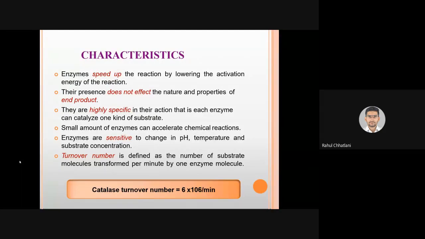It is highly specific. Even if the substrate is lower in amount, the enzyme still acts. They are very sensitive to change in pH, temperature and substrate concentration. And last is the turnover number. These are 6 important characteristics. This can itself be asked as a 5-marker question.